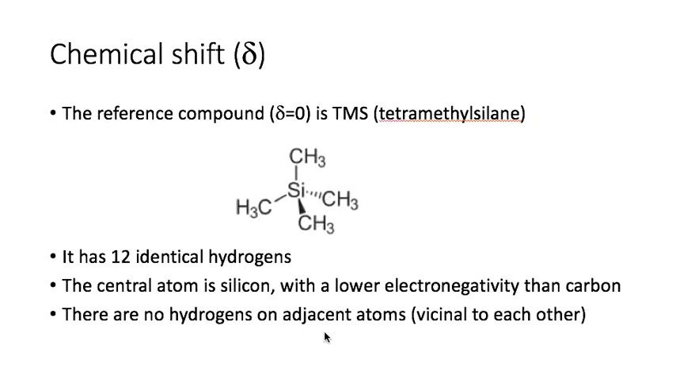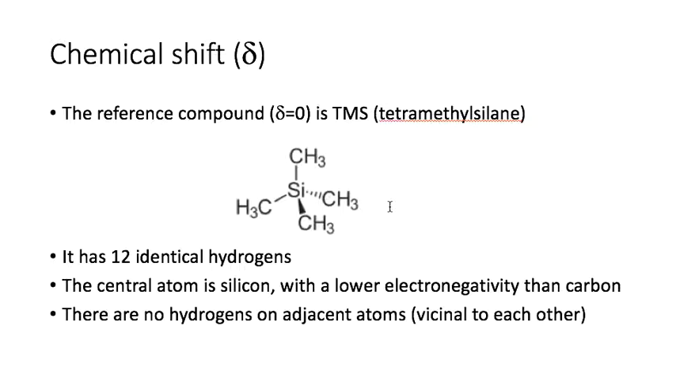So the zero for this scale is a specific compound. Where does its signal show up on this scale, and how different are other things from it? And the compound that's chosen is called tetramethylsilane. It has 4 methyl groups around a silicon. So instead of having a carbon there, it's a silicon, which is similar to carbon. It makes 4 bonds. But it has a lower electronegativity than carbon.